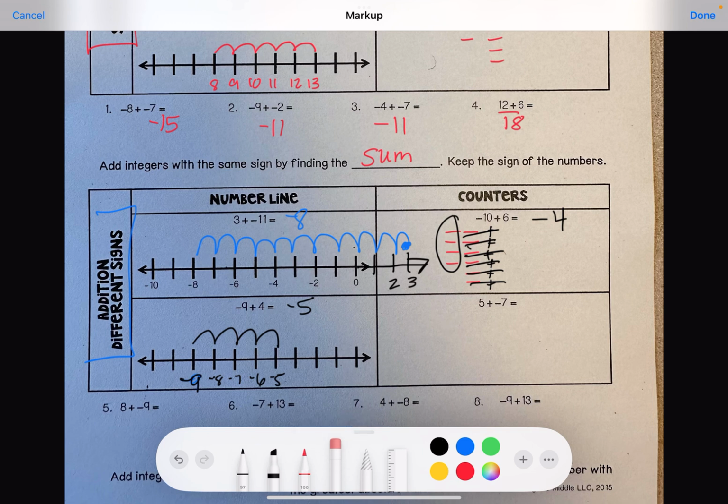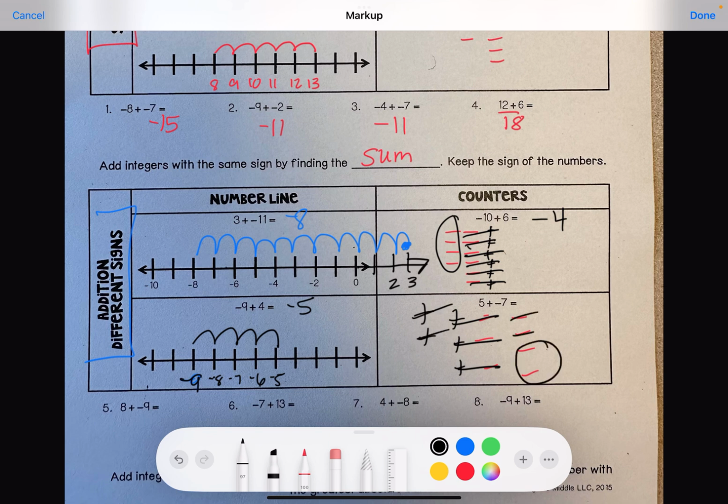5, 1, 2, 3, 4, 5. And then I have 7 negatives. 1, 2, 3, 4, 5, 6, 7. And then I'm going to make as many 0 pairs as I can. There's 1, 2, 3. Now this one and this one cancel out, and this one and this one cancel out. So here is what I'm left with. I'm left with 2 negatives. So my answer would be negative 2.